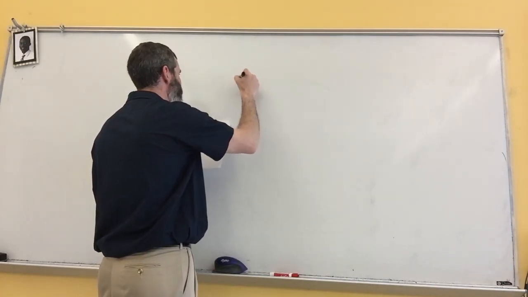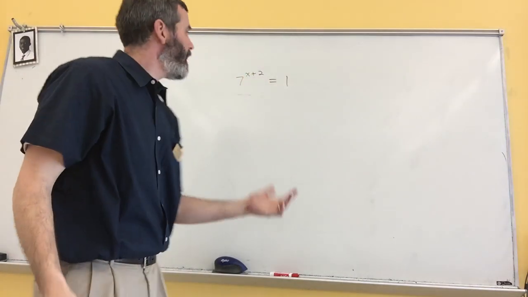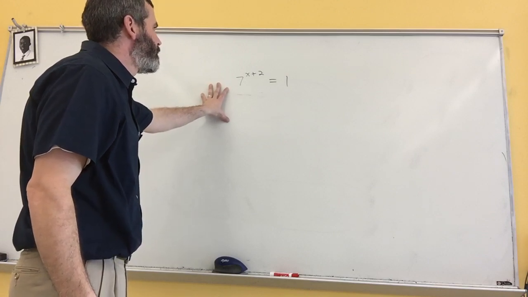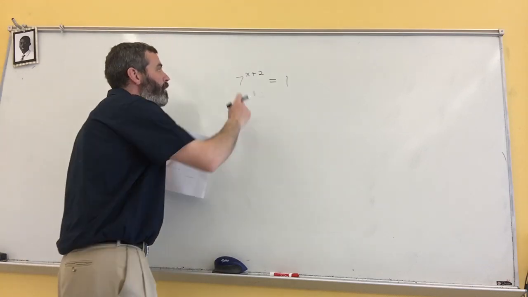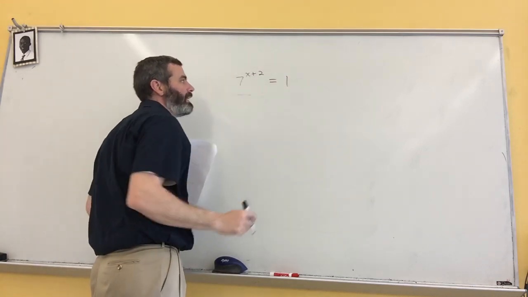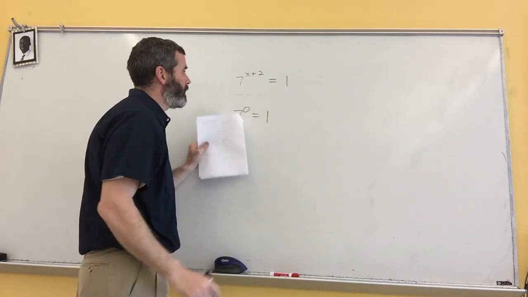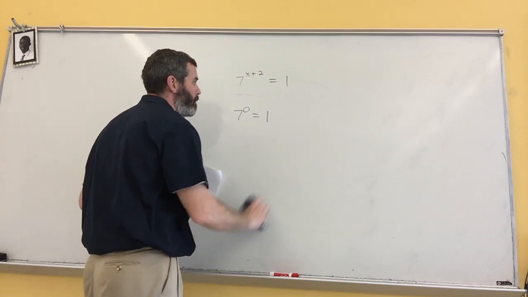Number 8. 7 to the x plus 2 equals 1. So again, math common sense. I can't use a calculator, so what am I going to do? I just simply need to know that 7 to the what power is 1, right? Anything to the 0 power equals 1. The only way I can raise 7 to an exponent and get 1 is if it's to the 0 power.